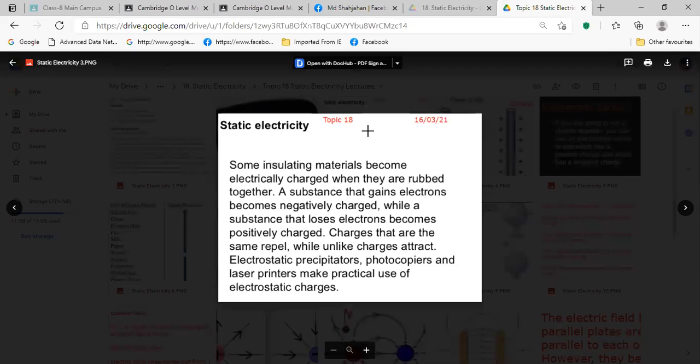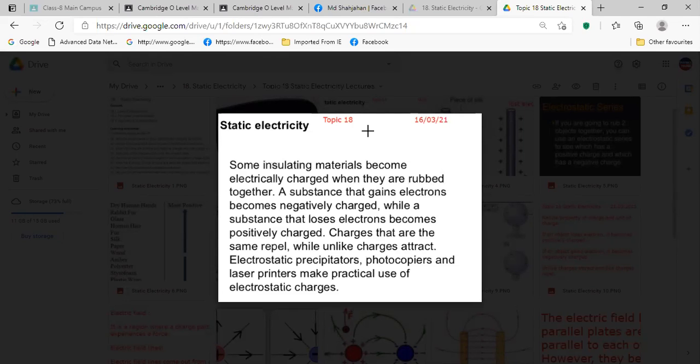Can you read it, please? Some insulating materials become electrically charged when they are rubbed together. A substance that gains electrons becomes negatively charged, while a substance that loses electrons becomes positively charged. Charges that are the same repel, and unlike charges attract. Electrostatic precipitators, photocopiers, and laser printers make practical use of electrostatic charges.